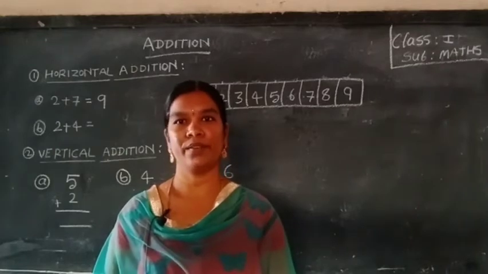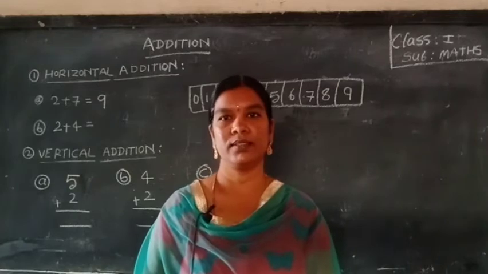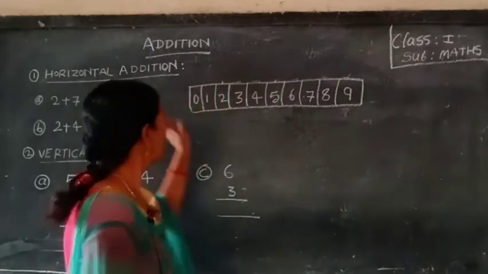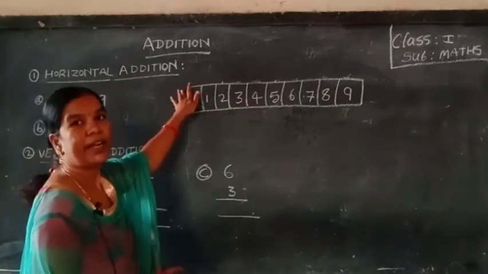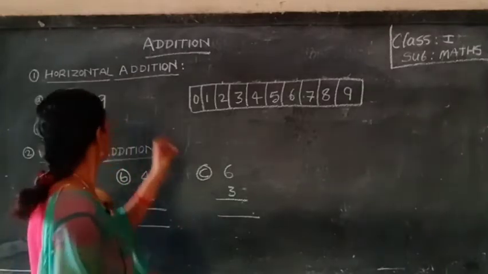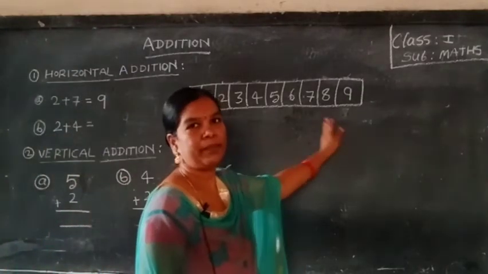Today let us continue our previous class. In the previous class we learned about addition, count and write. Okay children, today we are going to learn about horizontal addition and vertical addition. First, horizontal addition by using number strip.